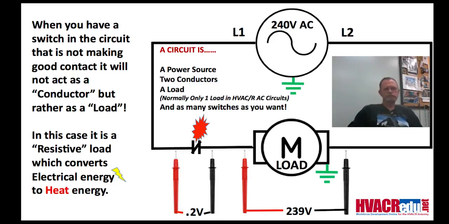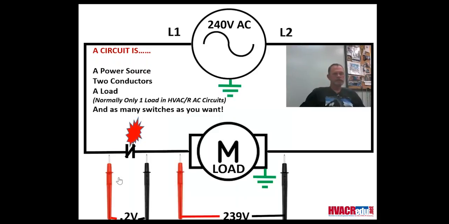Okay. Again, when you have a bad switch in the circuit, it's not going to act as a conductor, it's going to act as a load. Now, I just grabbed this little schematic out of a previous webinar that we did the other day. Everybody knows what a circuit is, or everybody's supposed to know what a circuit is: a power source, two conductors, and a load. And normally, in HVAC and everywhere else, there's only one load in a circuit. Of course, you can have a parallel circuit, that's the big ladder where you have load, load, load all the way down through the ladder.